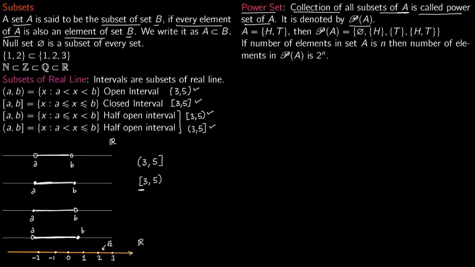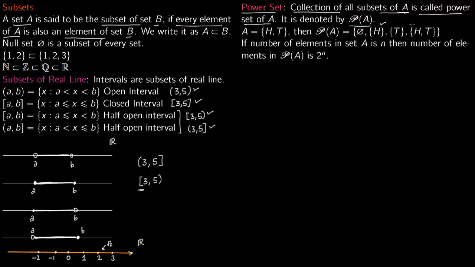So let us take an example. Say A is equal to {H, T}. This example is common in probability. H is say for heads and T is for tails. Then the power set of A is, you have the null set. Obviously the empty set is contained within A. So it is the collection of all subsets. So we are now talking about all subsets of A.